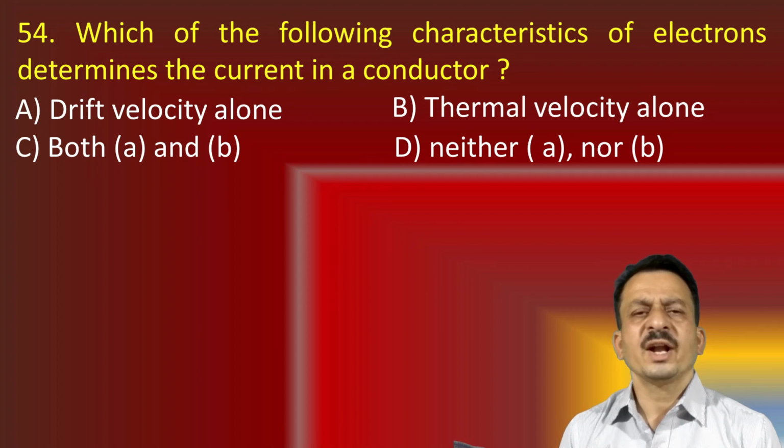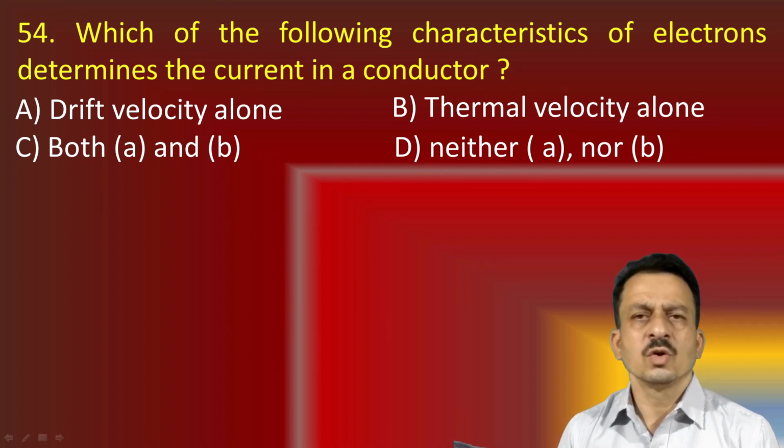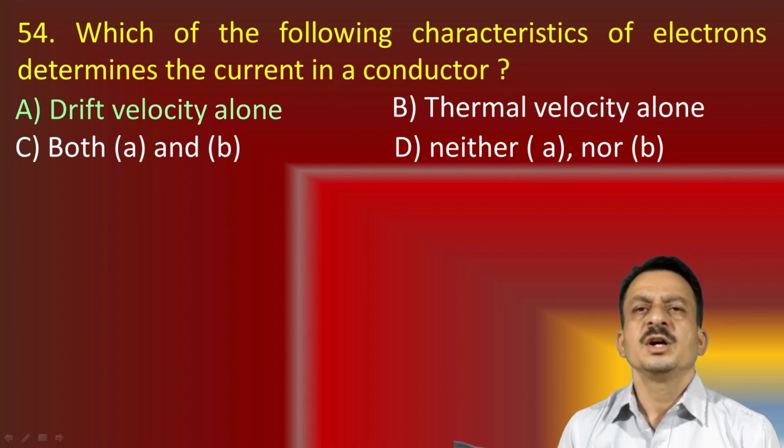Now we have to get a current in the conductor. That is obtained only when the battery is connected across the ends. As and when the battery is connected, a potential is developed. Because of that potential, the electrons are drifting with a constant drift velocity. So obviously, drift velocity alone is responsible for the current in the conductor. Hence, A is the right answer here. Purely theoretical one. Next problem.